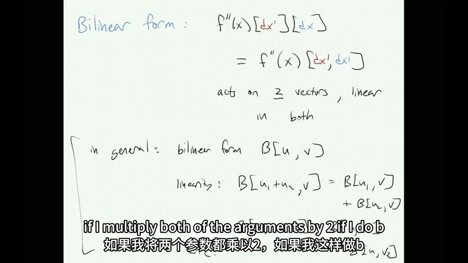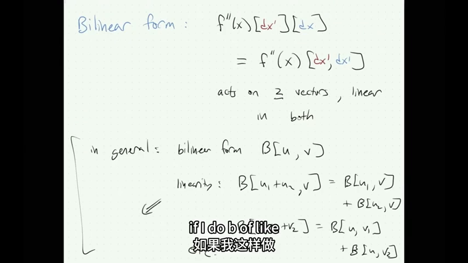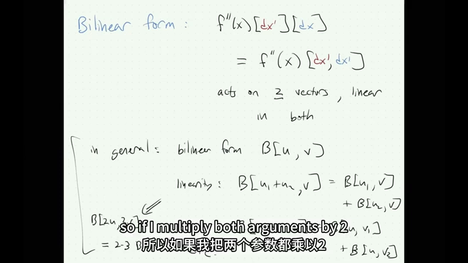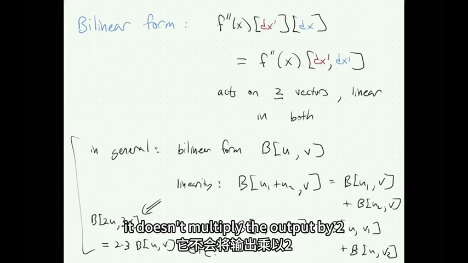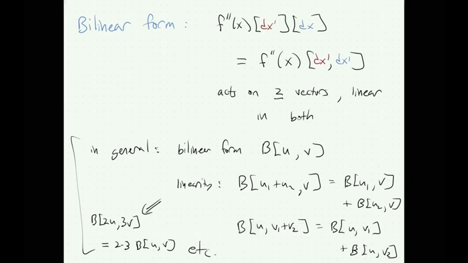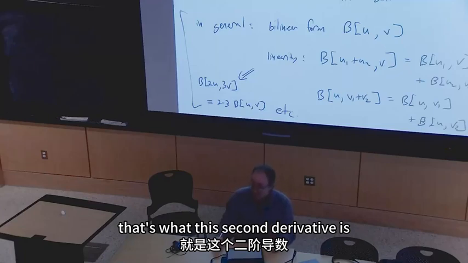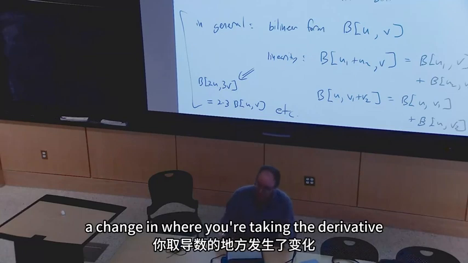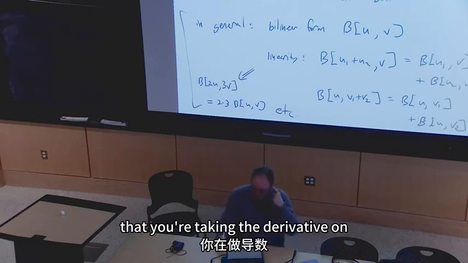If I multiply both of the arguments by 2, if I do B of 2u, 3v, that had better be 2 times 3 times B of u, v. So if I multiply both arguments by 2, it doesn't multiply the output by 2, it multiplies it by 4. So that's what this second derivative is. It takes in two changes: a change in where you're taking the derivative and a change in the thing that you're taking the derivative on.